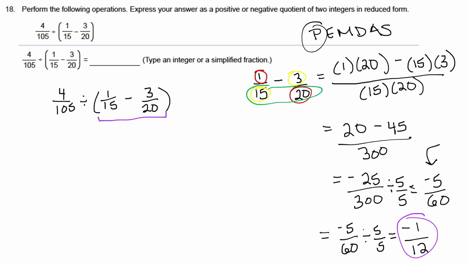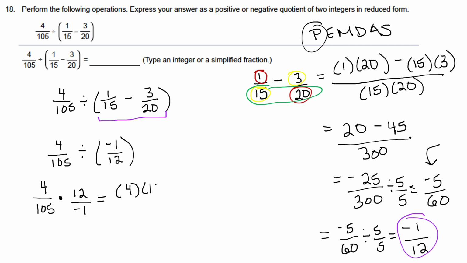So now I'm going to rewrite my original problem, but instead of writing 1/15 minus 3/20, I'm going to write negative 1/12. Now I want to divide these two fractions. So I keep my first fraction, change the division sign to a multiplication sign, and flip my second fraction. So I'll have 4 times 12 over 105 times negative 1.